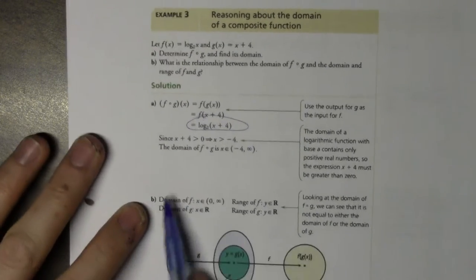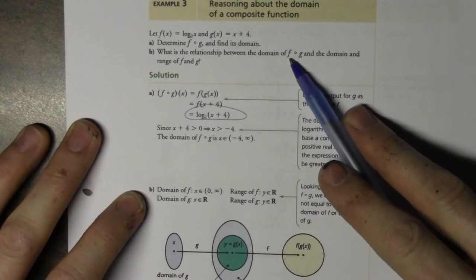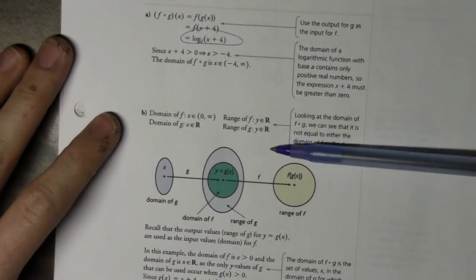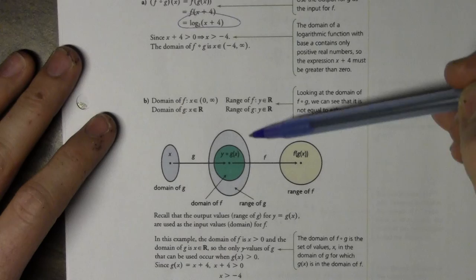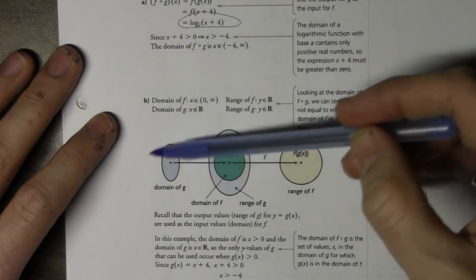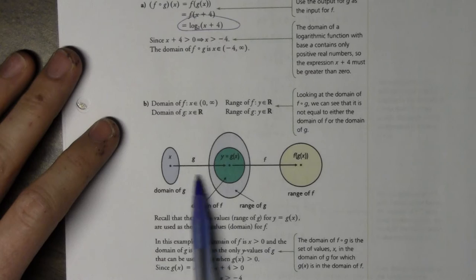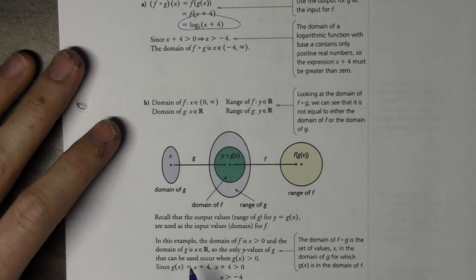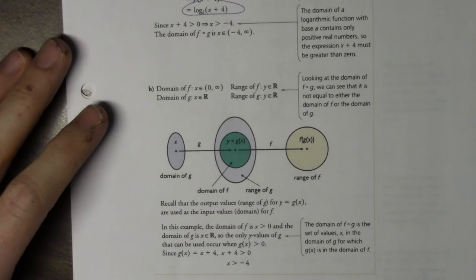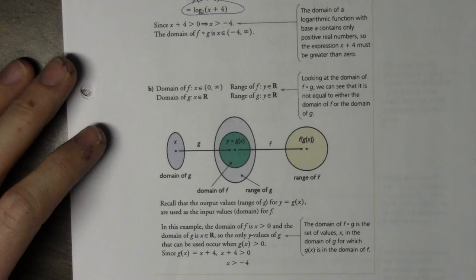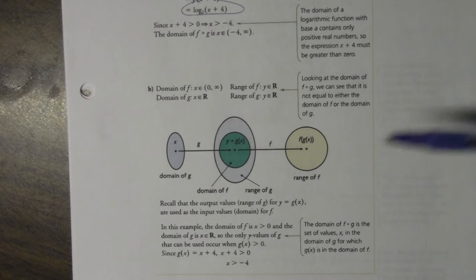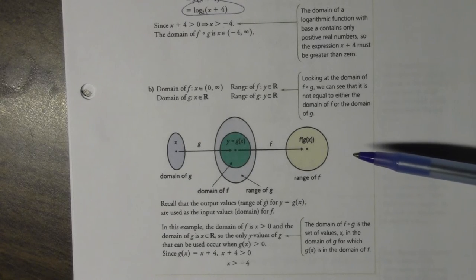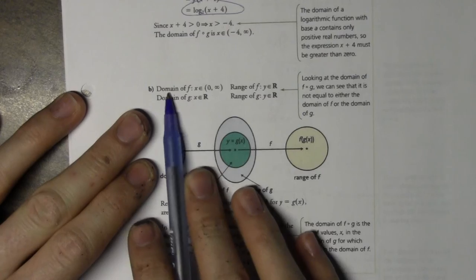So B. What is the relationship between the domain of f composed of g and the domain and range of f and g? So this part is interesting. To be honest, I could not figure out this diagram. I looked at it for not too long, but it doesn't make a lot of sense. I can understand the rest of it, but this diagram is quite confusing. Sometimes they make a stretch to make things visual. In this case, it's one of those algebra-style situations where it doesn't help. All right, so let's look at the writing here.